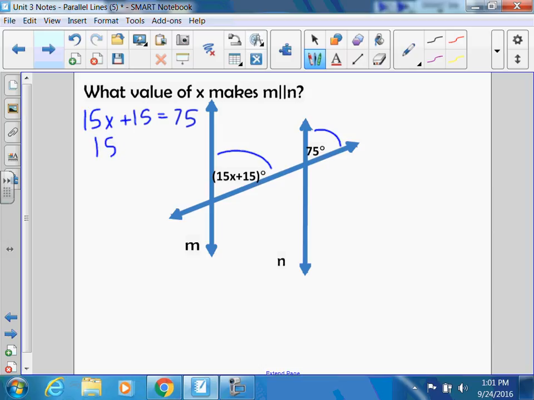And you'd get 15x equals 60. X is 4. If x is 4, then if I plug 4 back in for x, 15 times 4 is 60, plus 15 is 75 degrees. If x is 4, that means this angle is 75. This angle is also 75. And because those two angles are in corresponding positions and they're congruent, that means the lines have to be parallel. So x being 4 is what makes those parallel.